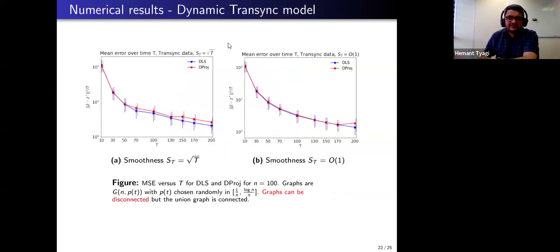And we had something like this for the dynamic transync model for different choices of smoothness. And you can see that the error goes to 0. And here we chose the graphs in a manner such that the graphs are disconnected at each T. But as you can see, the error goes to 0. So that's something that has to be resolved for these methods.